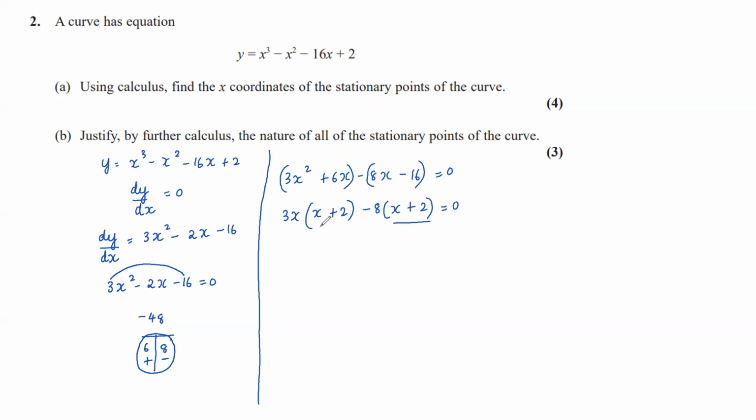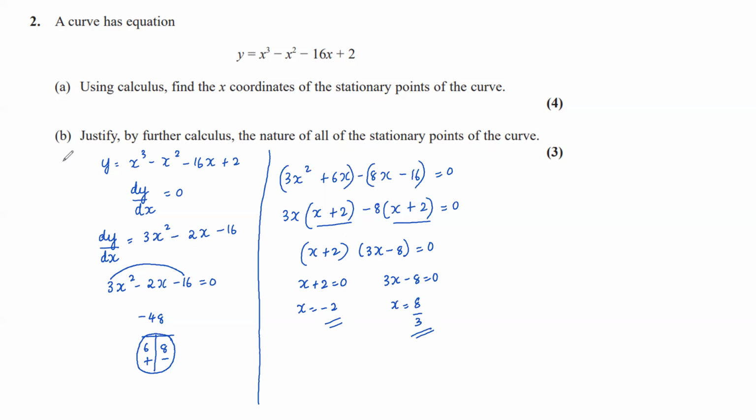Always make sure that if you are getting the same values inside the bracket, that means the working till here is correct. So now x plus 2 into 3x minus 8 is equal to 0. Equate both brackets to 0 separately. So x plus 2 is equal to 0, you will get x is equal to minus 2. That will be one of your answers. And 3x minus 8 is equal to 0, so x is equal to 8 over 3.